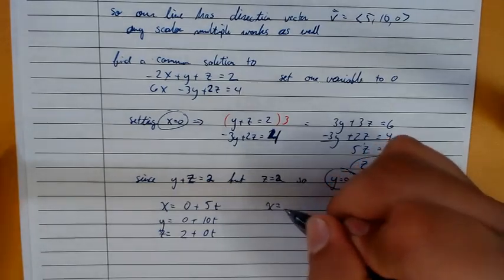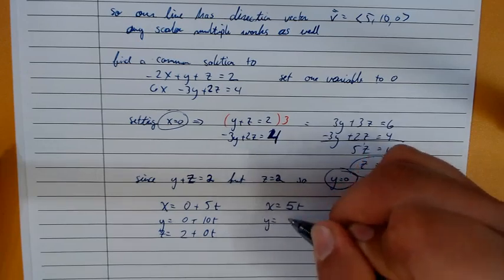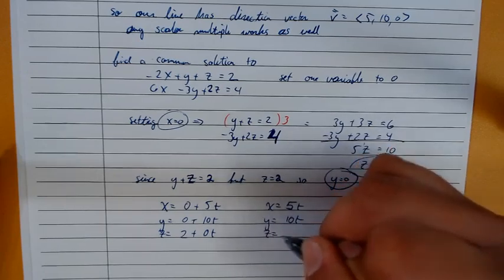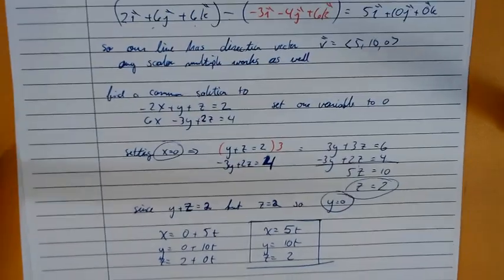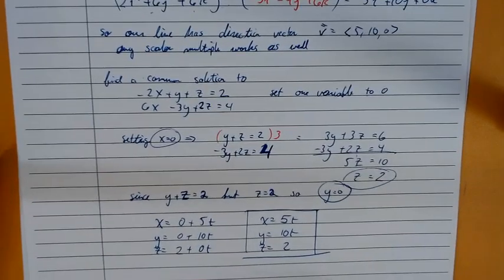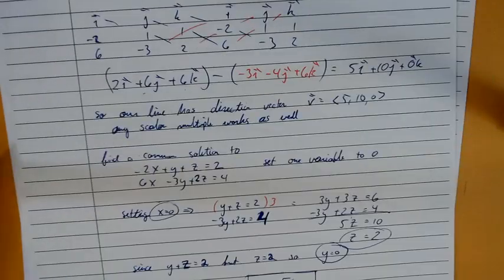Here you would probably just write these as x is equal to 5t, y is equal to 10t, and z is equal to a constant 2. And there we go. That is the equation of the line that serves as the intersection between our two planes, that line there. And that makes us happy.